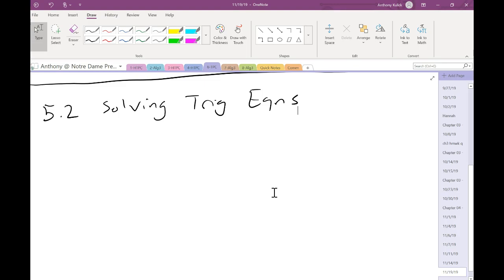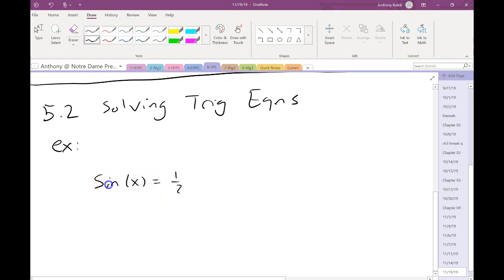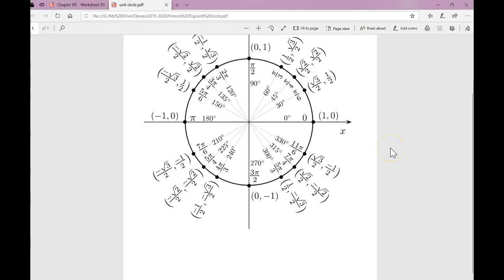So let's say that we want to solve the equation x is equal to sine of 1/2. Well, hopefully we recognize that sine of 1/2 is a unit circle value, right? So I can go to the unit circle and look up at the places where sine is equal to 1/2.